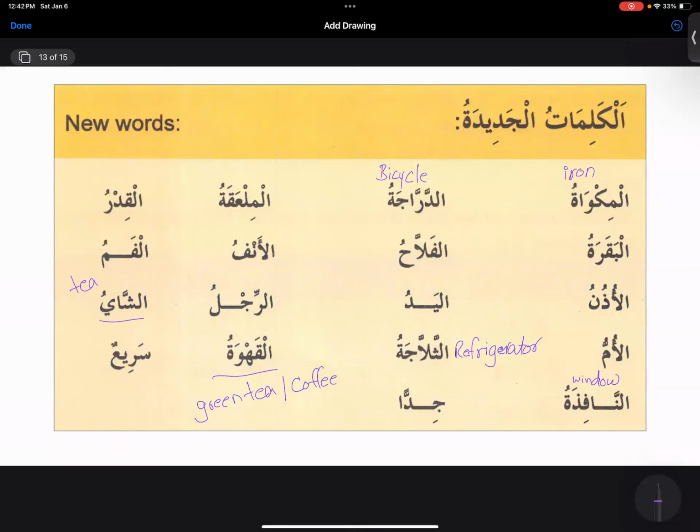And anfu, what is anfu? Nose. No, anfu is mouth. Falahu is the farmer. Yeah, farmer. Okay, and what else? Uzunun is the ears. Ears, yeah. Bakaratun is cow. Yadun, yadu is hand. Hand. Jiddan means a lot.